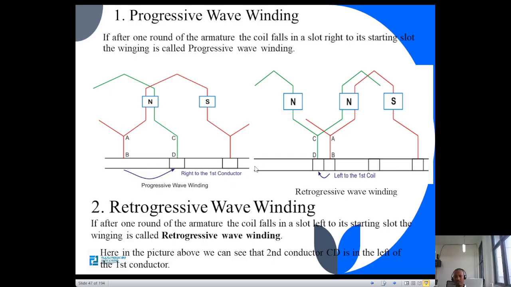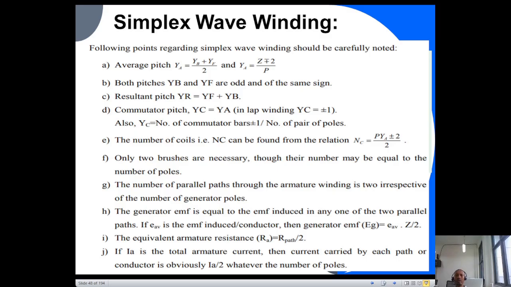Right? It's progressing ahead, moving this side. And in case of retrogressive, it is moving back to the left side. See, it is moving back, and this is going forward. That is a retrogressive and a progressive. Here in the picture, we have the second round, we'll come to it later on. These are pointers which we have to understand in a simplex wave winding.